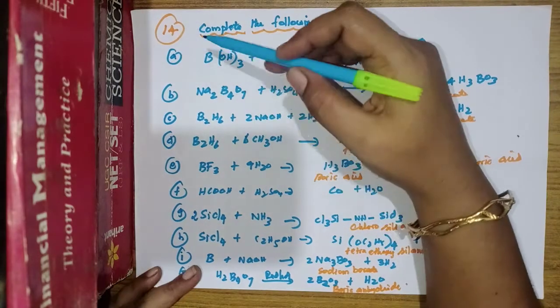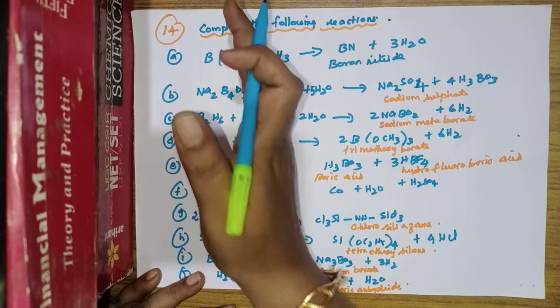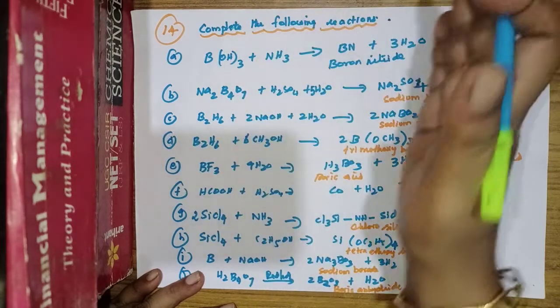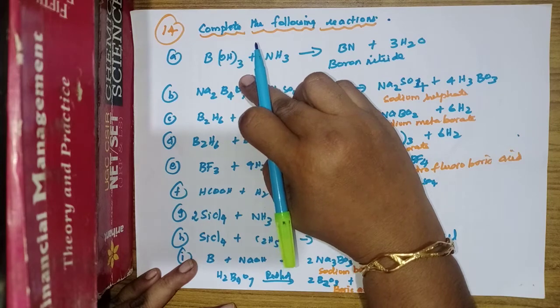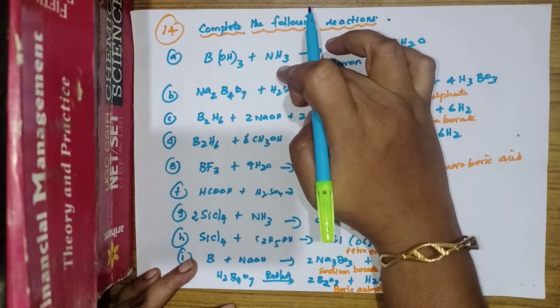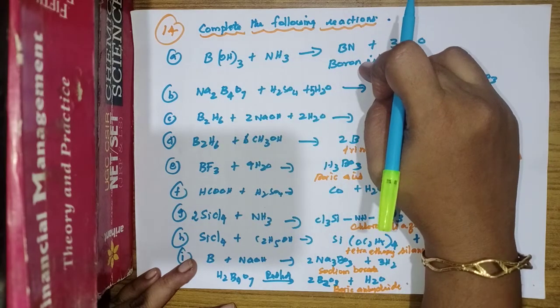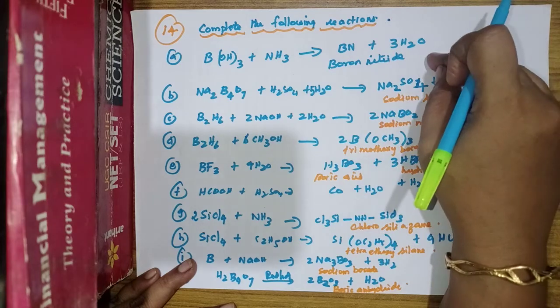Then the question bank: complete the following reactions. They have given the reactants, and you must find out the product. What is this? B(OH)3 is boric acid, reacting with ammonia. If boron reacts with nitrogen, it gives boron nitride, and the remaining is 3H2O.